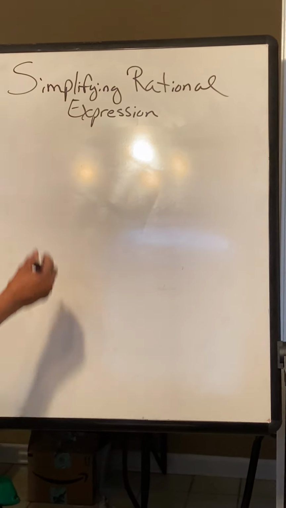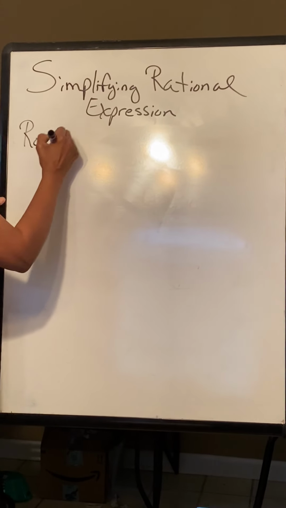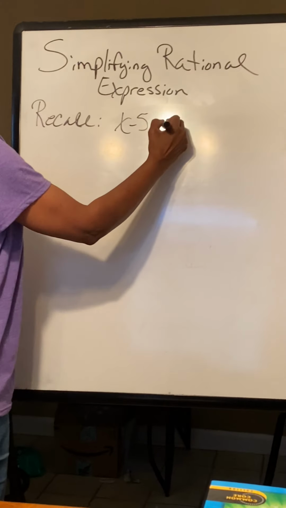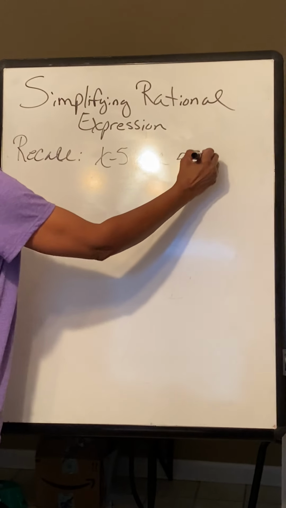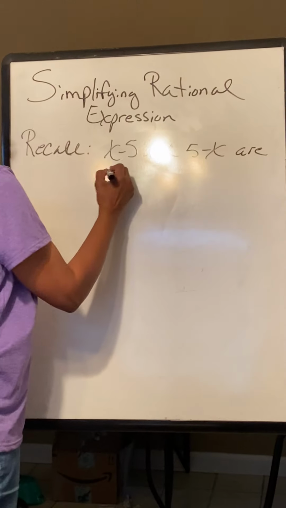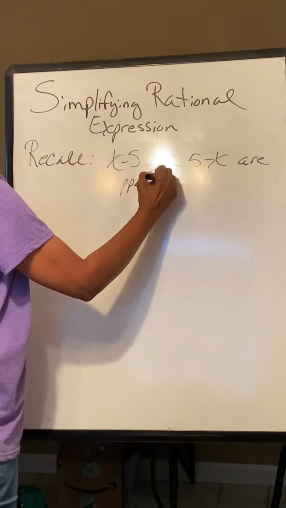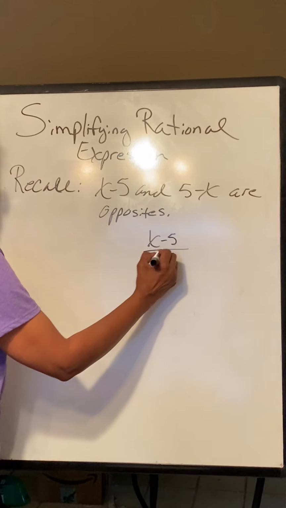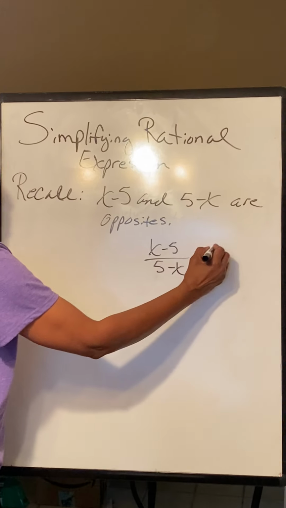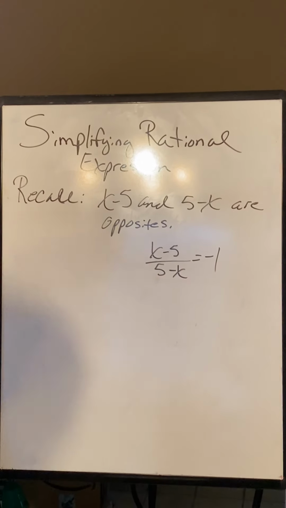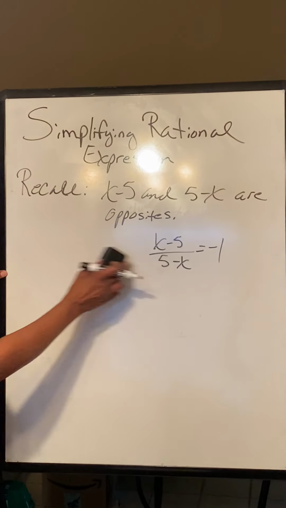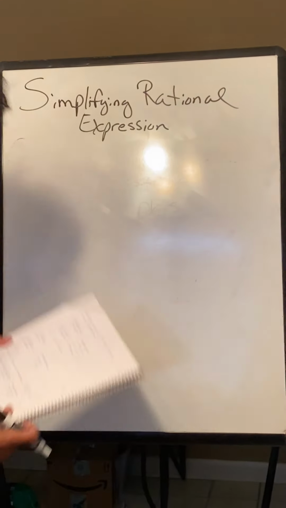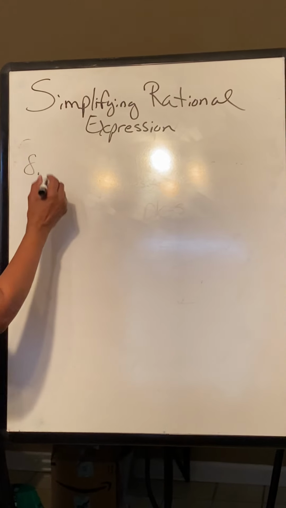Let's go back and recall something from a previous lesson. If you recall, x minus 5 and 5 minus x are opposites. If you take them and divide them, you will get a negative 1. So that's something that you need to remember. If I divide opposites, I get a negative 1. So let's continue to simplify.